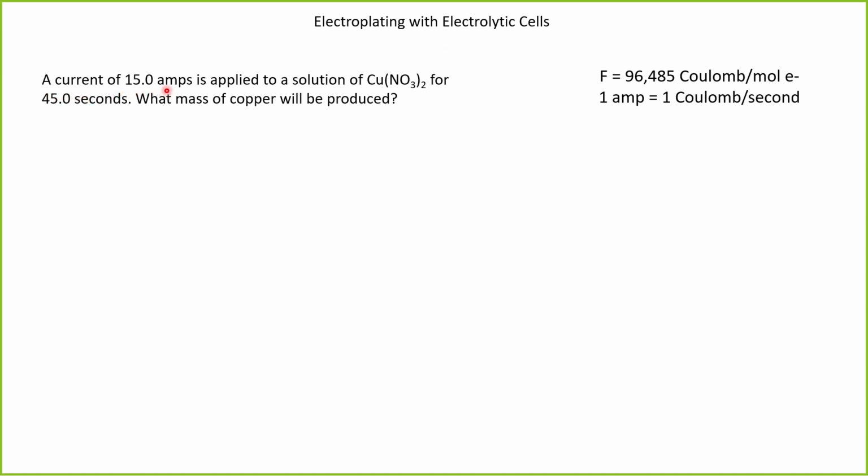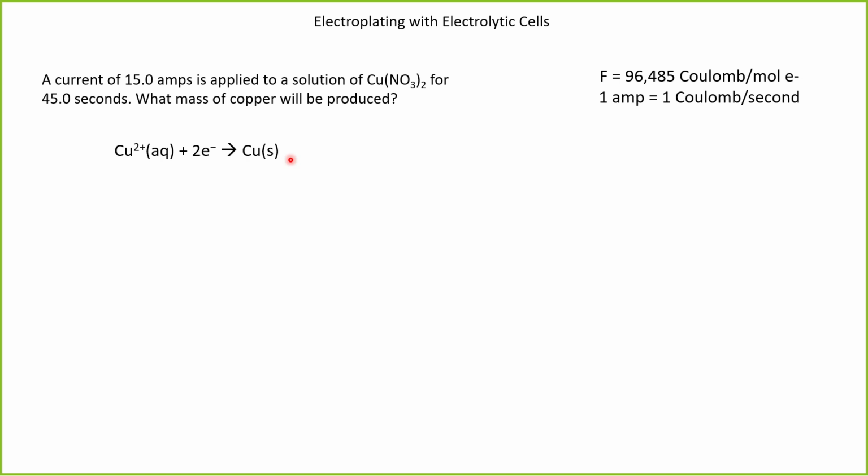A current of 15 amps is applied to a solution of copper nitrate for 45 seconds. What mass of copper will be produced? So what is our reaction that's happening here? We're going from copper ions to copper metal. So we are applying a current in an electrolytic cell to take copper ions in solution and plate them out as copper solid. So let's see what mass of copper will be produced.